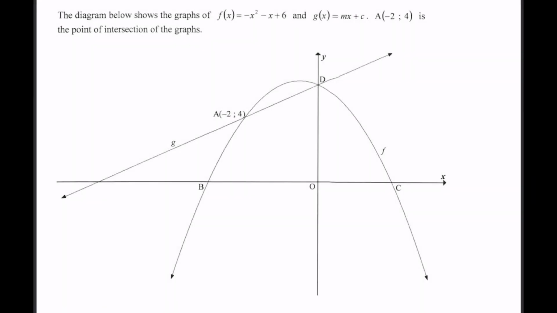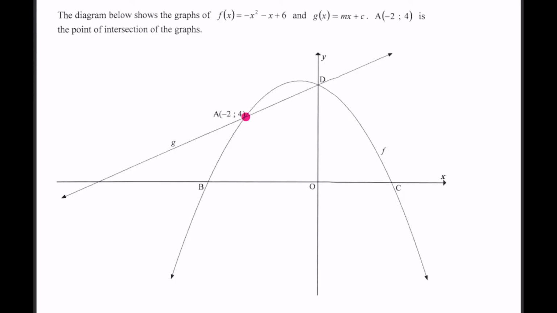If I look at the next question, the diagram below shows the graphs of f of x is equal to minus x squared minus x plus 6 and g of x is equal to mx plus c. A is the point -2 and 4, and that is the point of intersection of the two graphs. So if I have a point of intersection, then that means that graph 1 is equal to graph 2 at that point, because at a point of intersection, equation 1 equals equation 2. So at the point A, -2 and 4, the two graphs are equal.